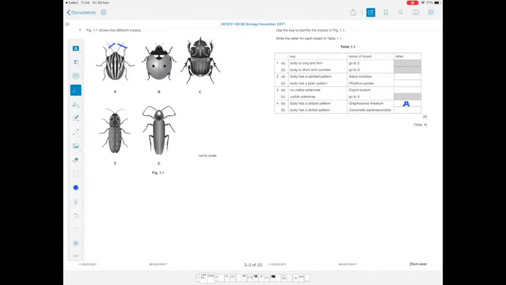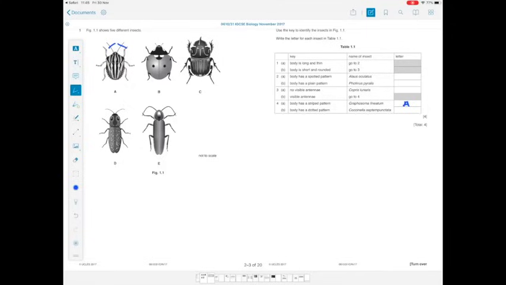Let's go to B now. So B looks like a ladybird actually. Has very small antennae. It has a small rounded body with spots. So 1, body is long and thin. No. Body is short and rounded. Yes. Go to 3. No visible antennae. That's not true. We can see it has antennae. So B is correct. It has visible antennae.